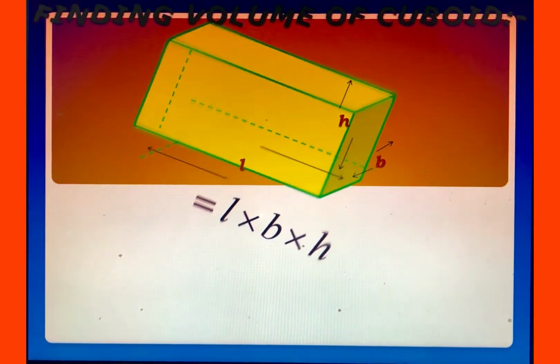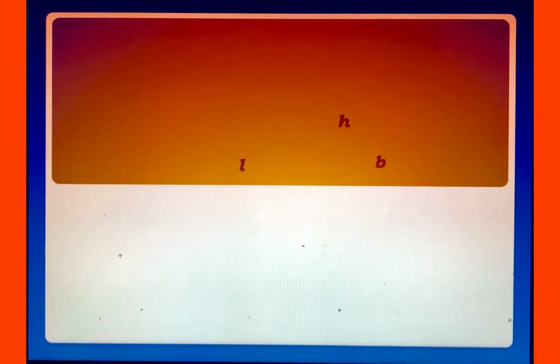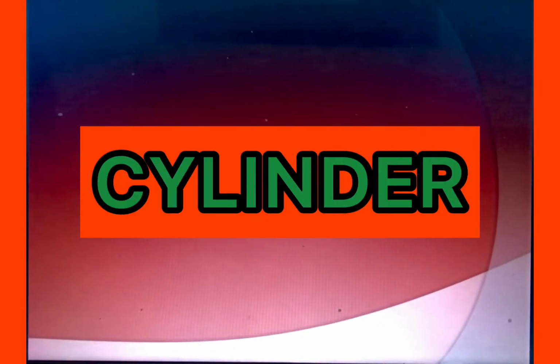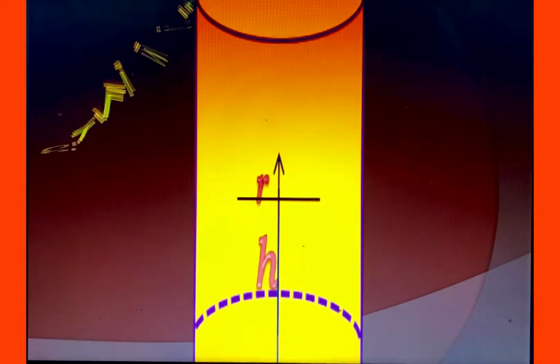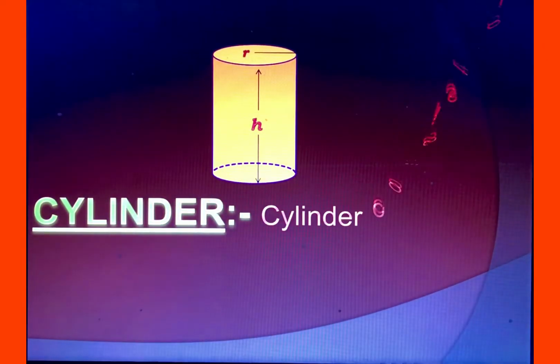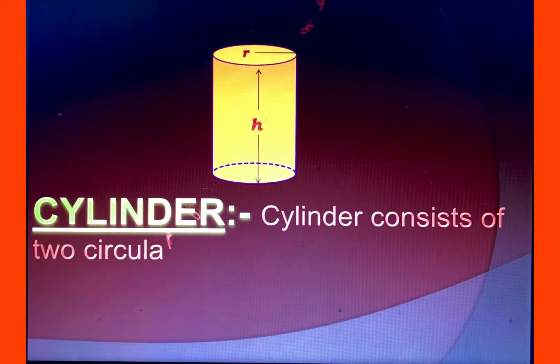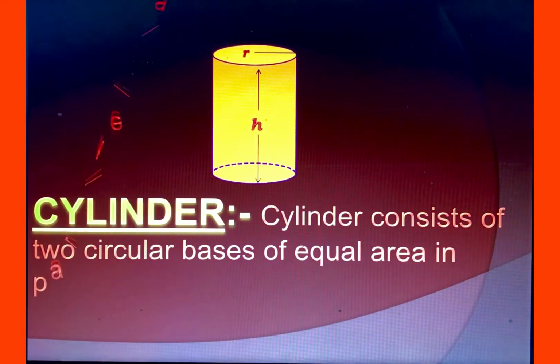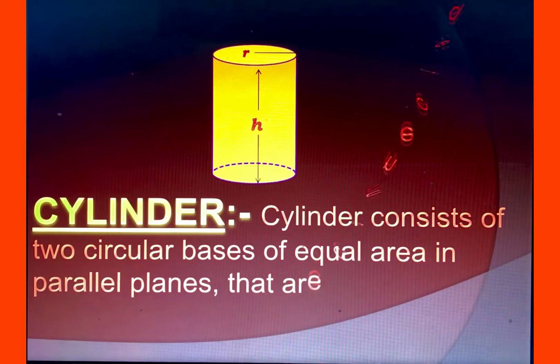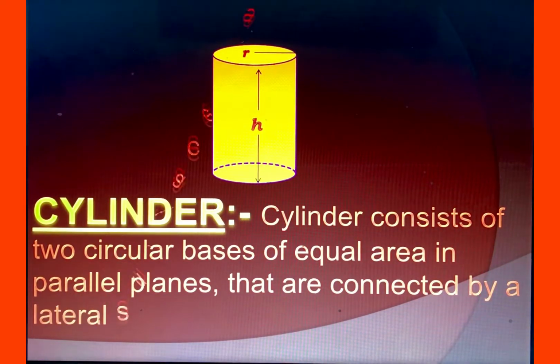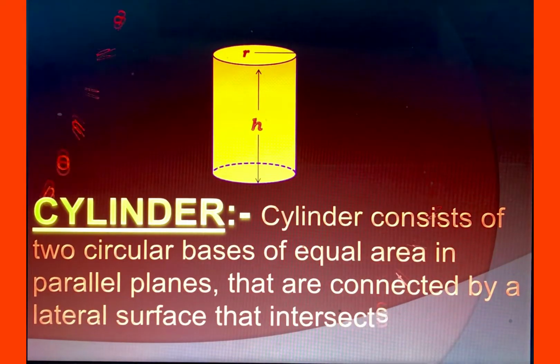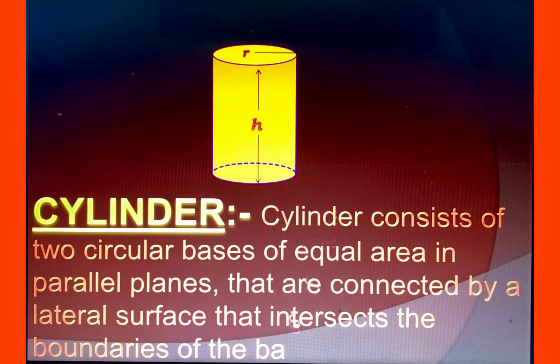Now let us take another solid. This is a cylinder. So what do you understand by the cylinder? So dear, a cylinder consists of 2 circular bases of equal area in parallel planes that are connected by a lateral surface that intersects the boundaries of the bases.